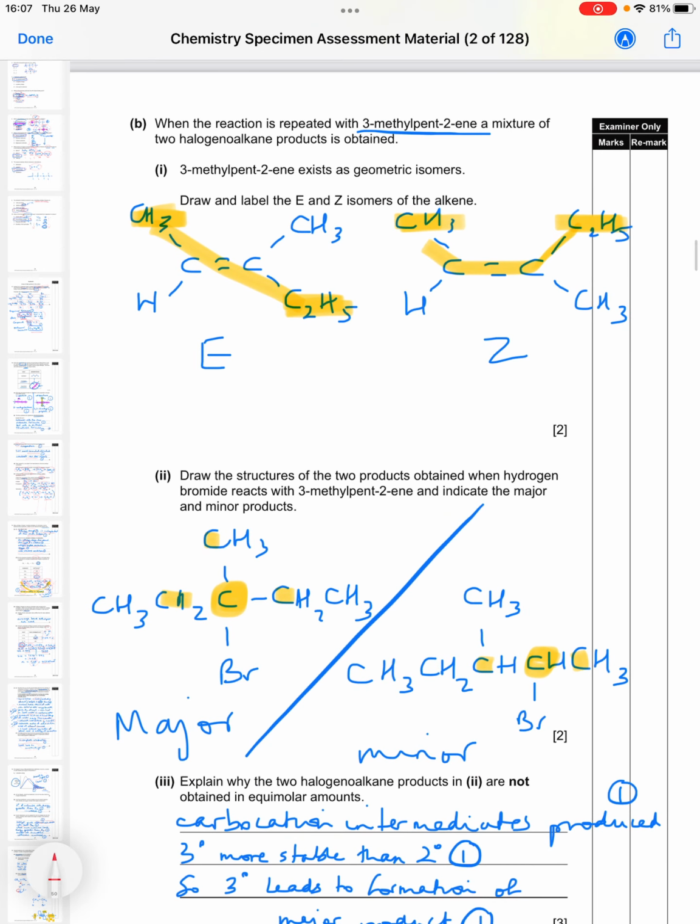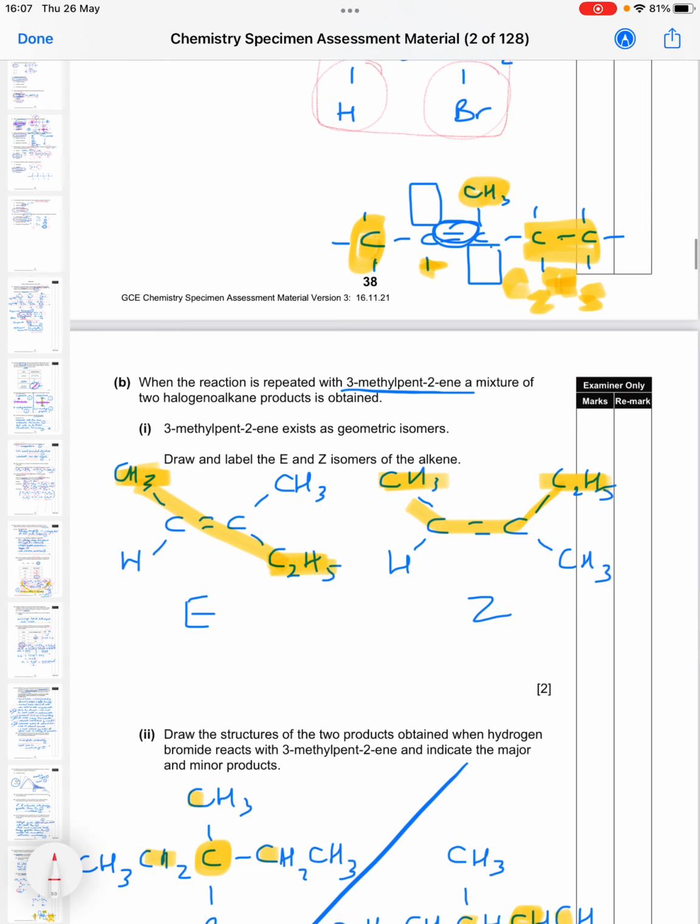So when the reaction is repeated with 3-methylpentaene, a mixture of 2 halogenoalkane products is obtained, and it tells you that this 3-methylpentaene exists as geometric isomers. So draw and label the E and Z isomers of the alkene. So I'm just going to go back up here where I've drawn it out, sort of longhand if you like first. So it's a pentaene, so you see I have 1, 2, 3, 4, 5 carbons. And then the 2 enes, so the double bond is here between those 2 carbons. And it's 3-methyl, so that's the only other group on it.